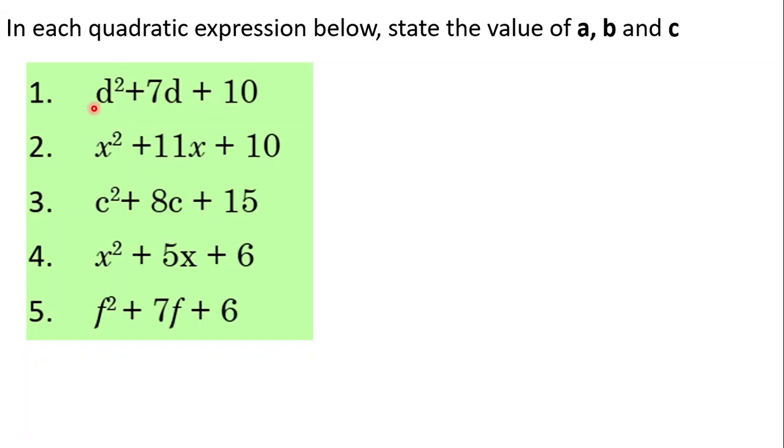I will do the first one for you. So here, what do you think a is here? So a here is 1. You can say positive 1, it's up to you. B is positive 7. And C is positive 10. So what do you think A, B, and C are going to be in the rest of the expressions?